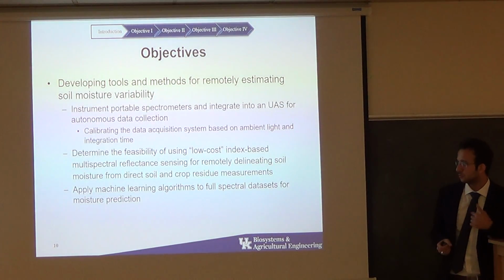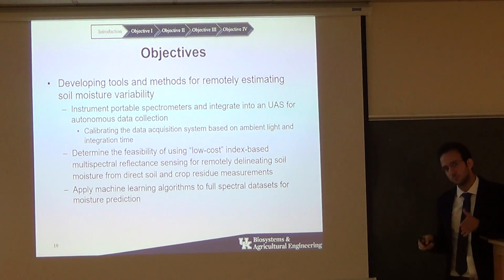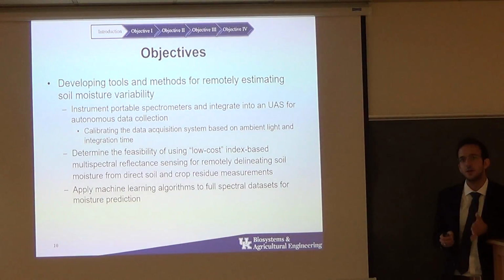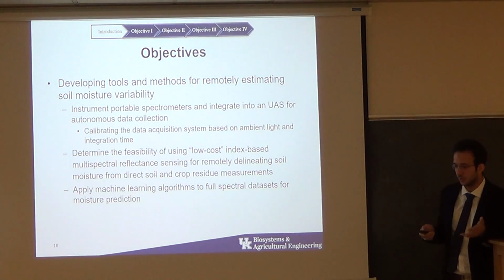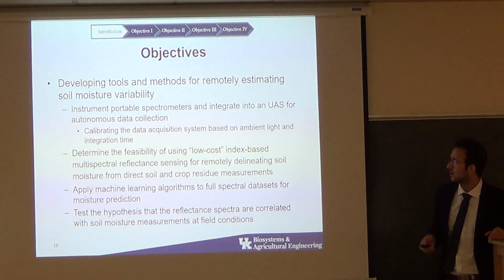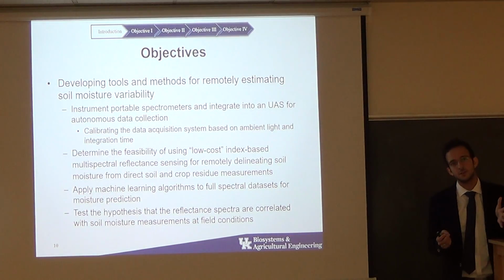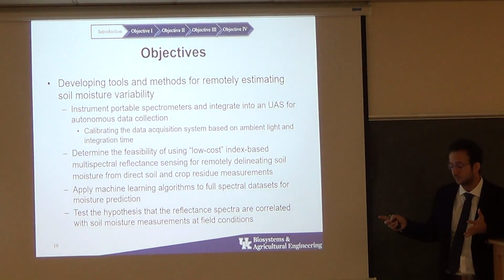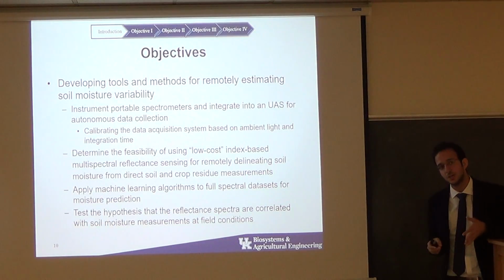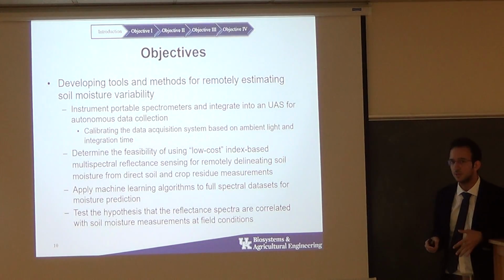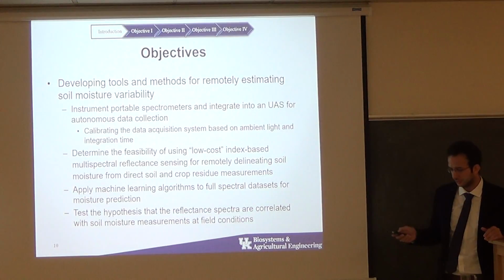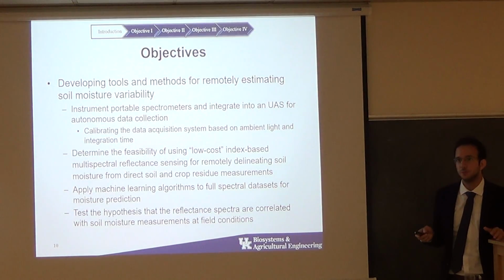The third one would be to apply a machine learning algorithm to the full spectral data set, to both lab data and the field data, for moisture prediction. And the last one would be to test the hypothesis that this reflectance spectra is correlated with the moisture content of the soil at field conditions and different ambient conditions.